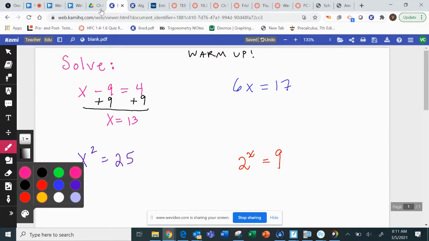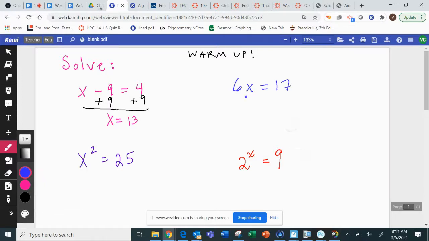Okay, how about the next one? 6x equals 17. What would I do, Nina? I would divide by 6. Nina, how do you know what the symbol means? That's what you were taught, and you've just done it so many times that you just know that that means division. Also, the fraction bar itself means division.